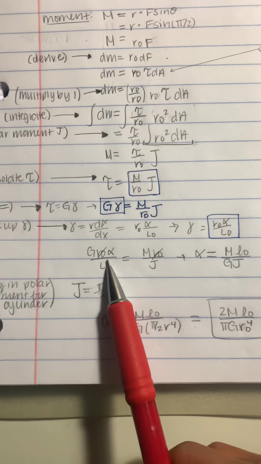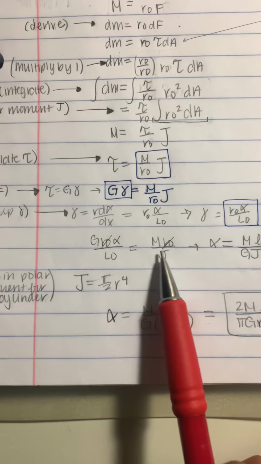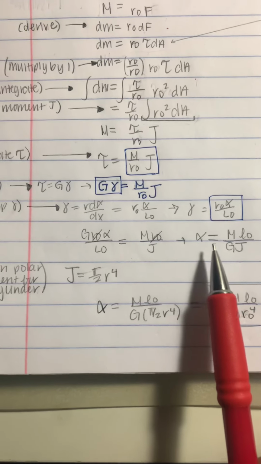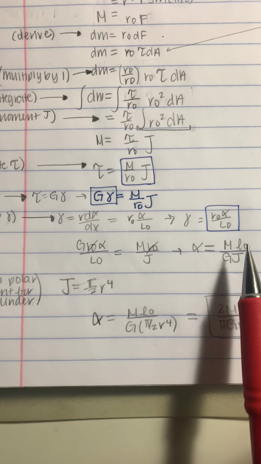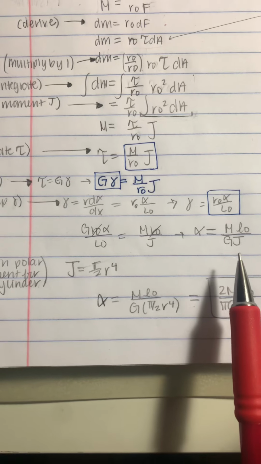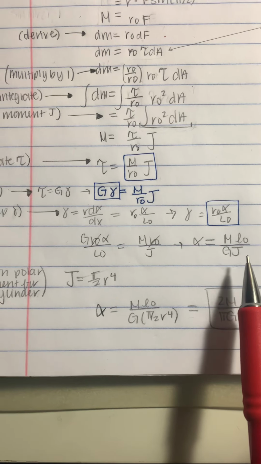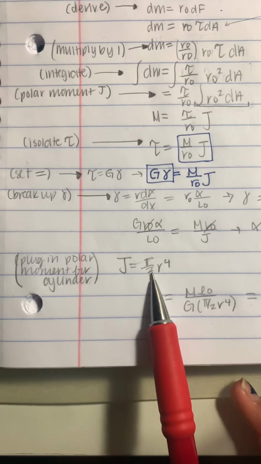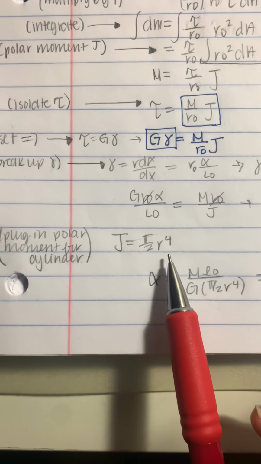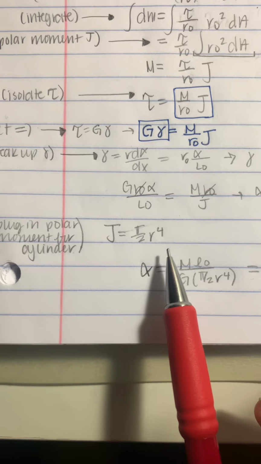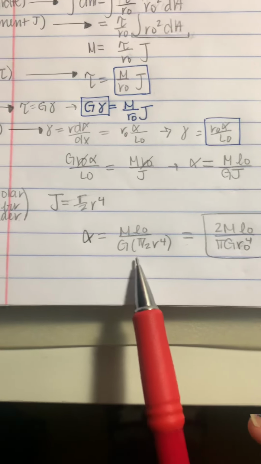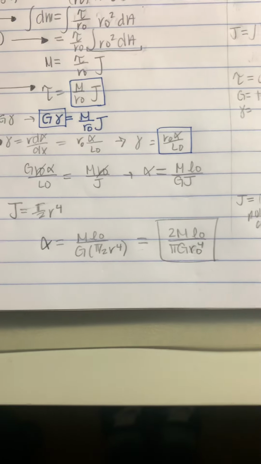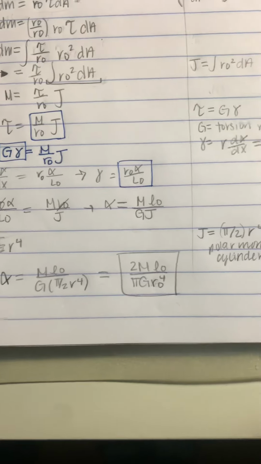We're going to plug that in with G and realize the R naughts can cancel, leaving us with alpha as M times the initial length over the torsion modulus and the polar moment. From here, we can break down what the polar moment is, and for a cylinder, it is pi over 2 times r to the 4th. Now that we arrange that equation, we arrive at the solution, and that is the equation for the torsion in a shaft.